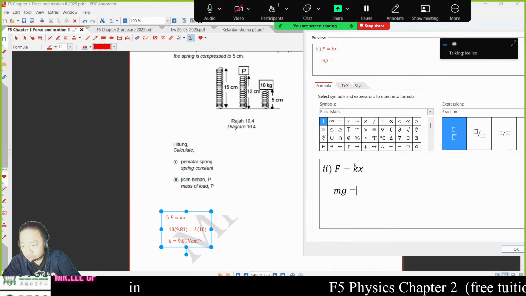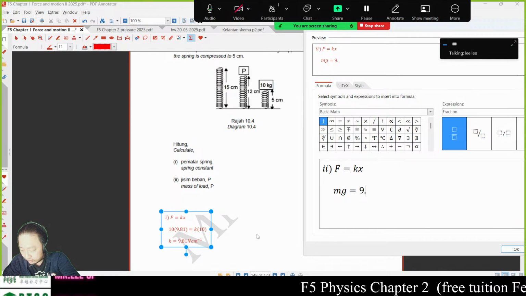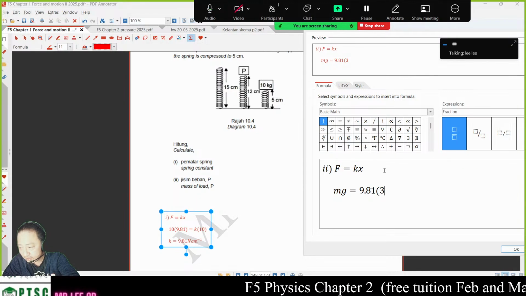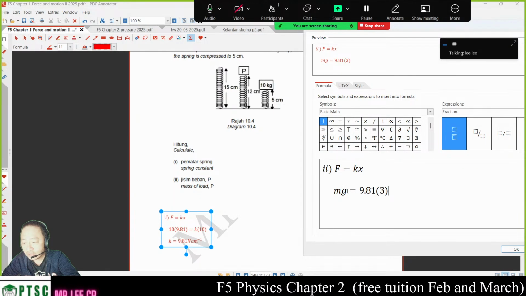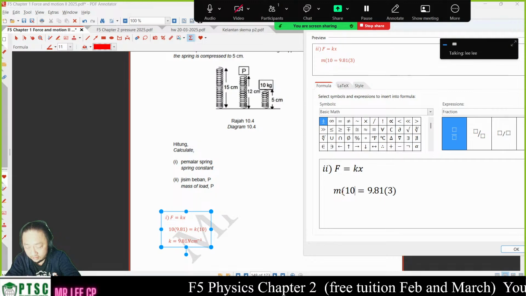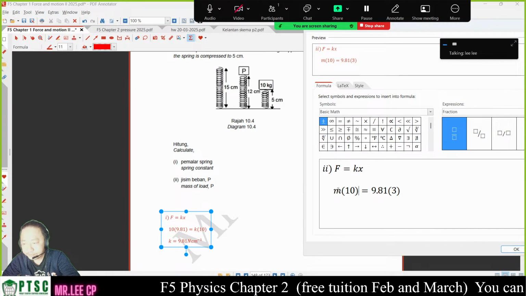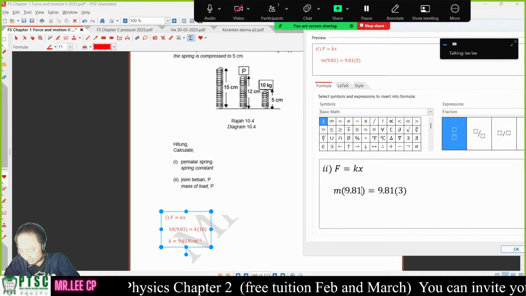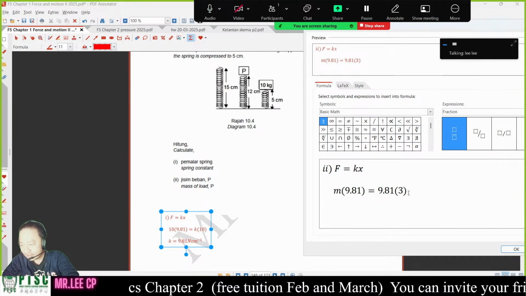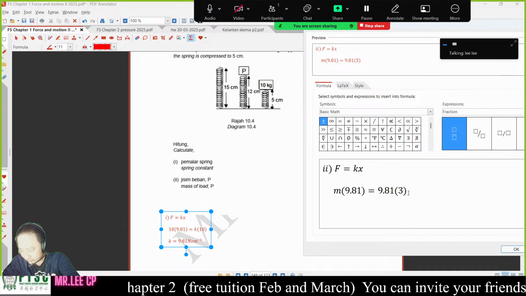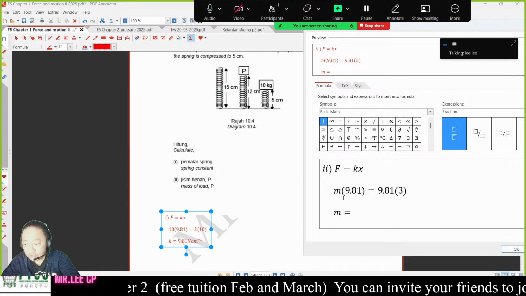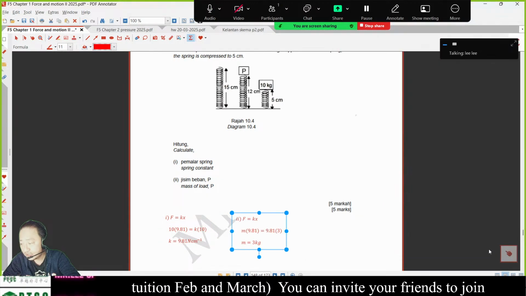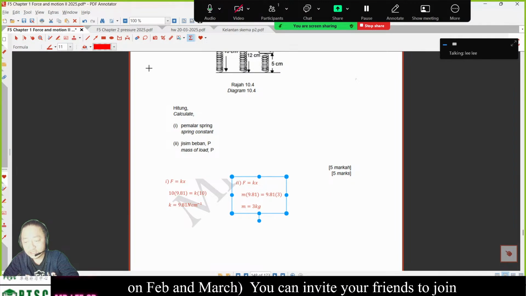So K is here, 9.81. And then X, the extension, is 15 to 12. It is 3, right? So now G is 10, right? The mass times 9.81. Okay, never mind, sorry, 9.81. So now here, the mass is equal to, so I cancel, left 3. 3 kg, right, 3 kg. So this one is 3 kg.